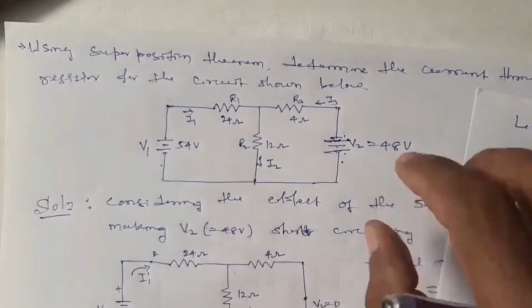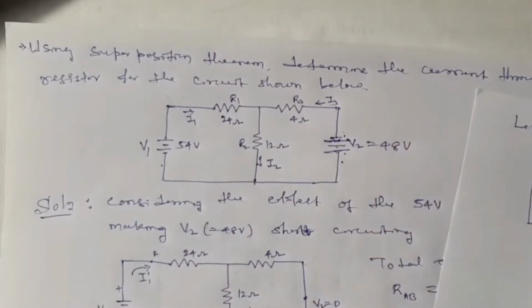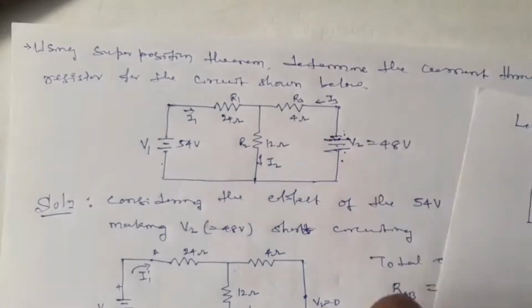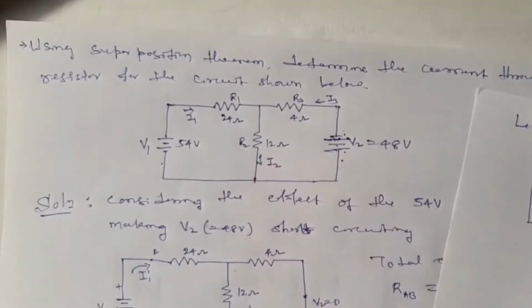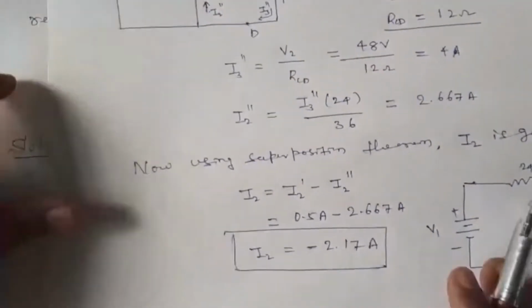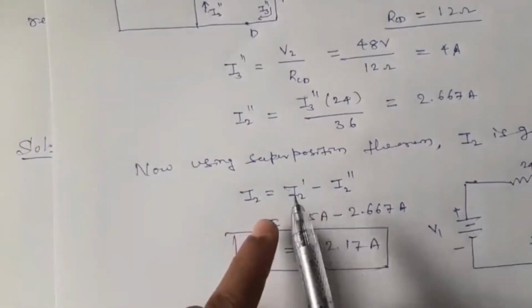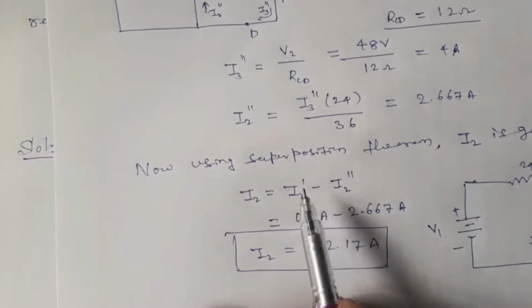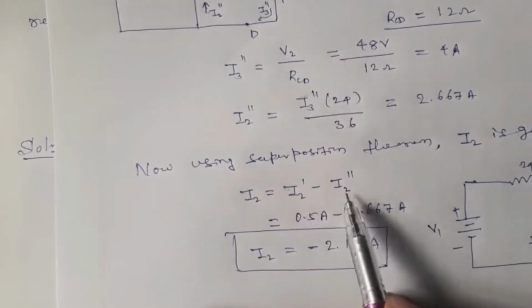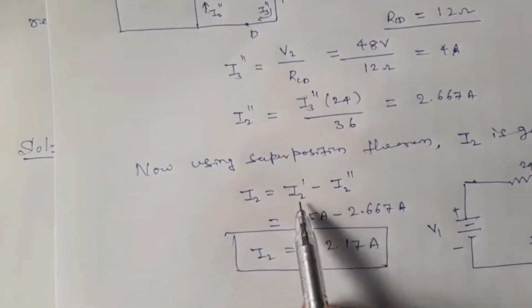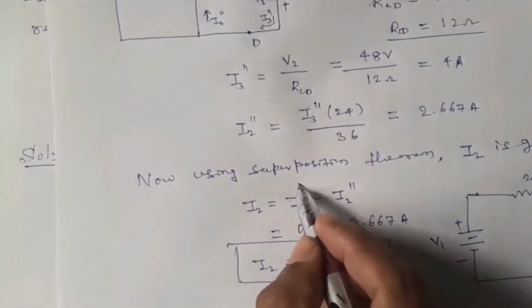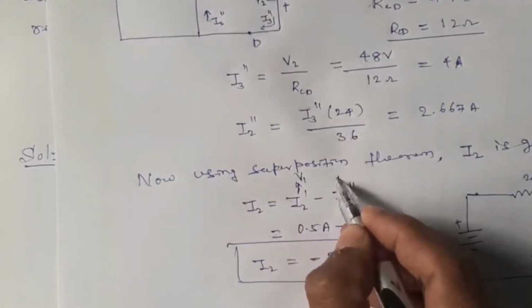If I try to increase V2, what will happen? The I2 will be negative, because here I can see the effect. Look at this. Because of V1, the I2 will increase. Because of V2, the I2 will decrease. I2 dash is because of V1, and this is because of V2.